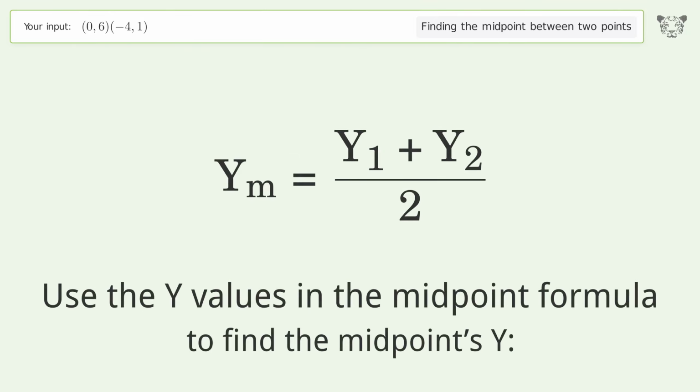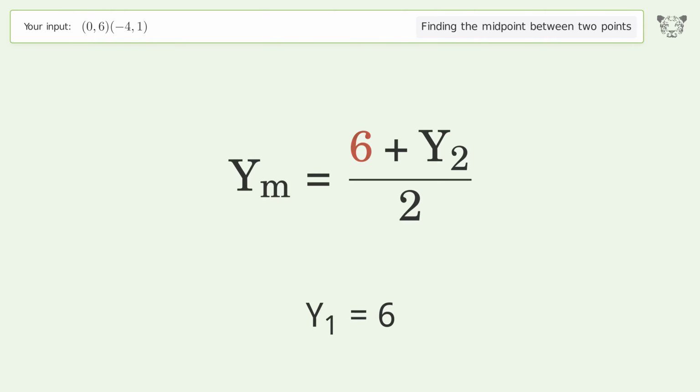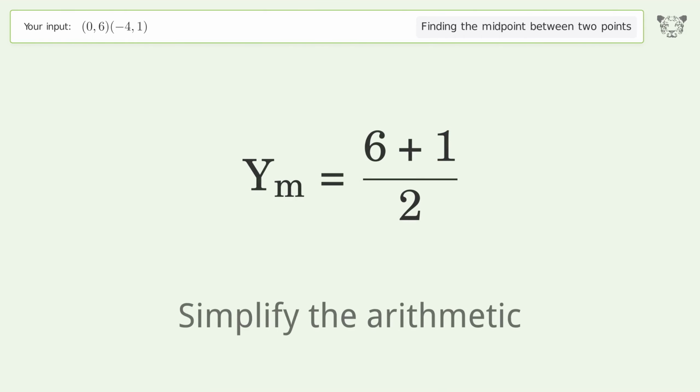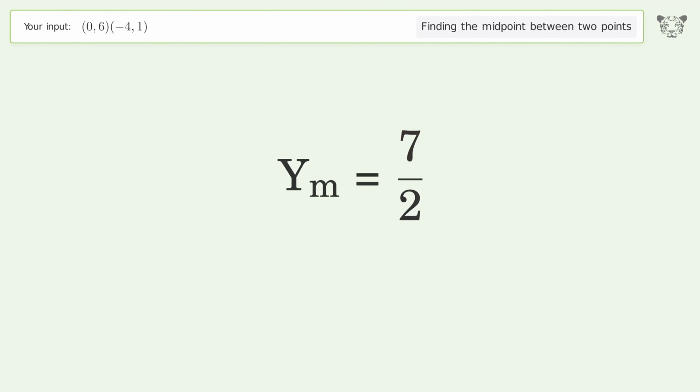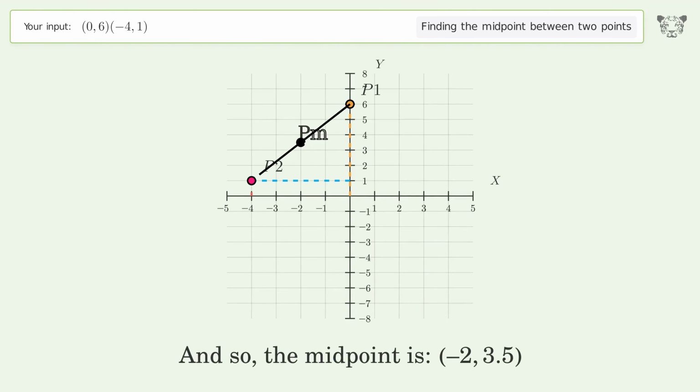Use the y values in the midpoint formula to find the midpoint's y. y1 equals 6. y2 equals 1. Simplify the arithmetic. And so, the midpoint is -2, 3.5.